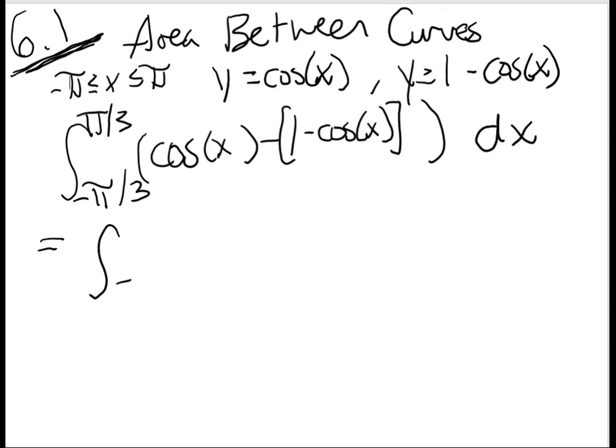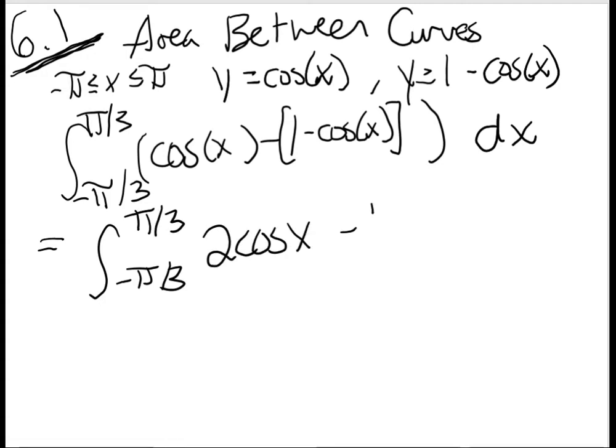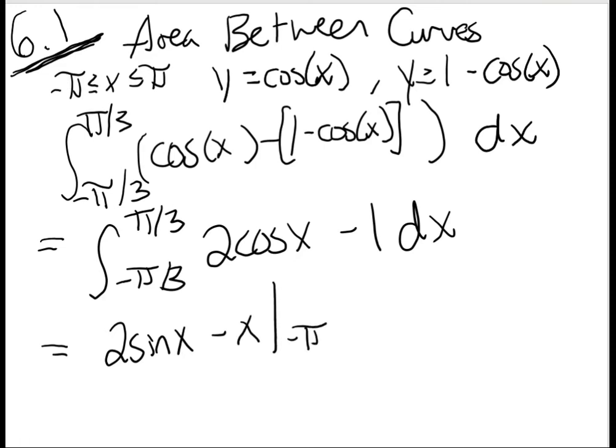That's going to be negative pi over 3 to pi over 3 of 2 cosine x minus 1 dx, or 2 sine x minus x, evaluated from negative pi over 3 to pi over 3. And if you do similar things to what we just did where you're plugging in, you'll get another number. And what do we do with those three numbers? Well, to get the total area, we add them up.